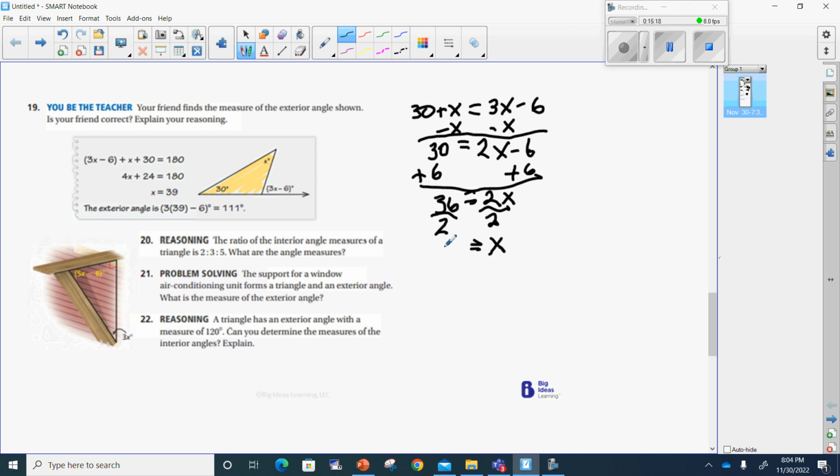36 divided by 2 is 18. So x equals 18, not 39. All right.